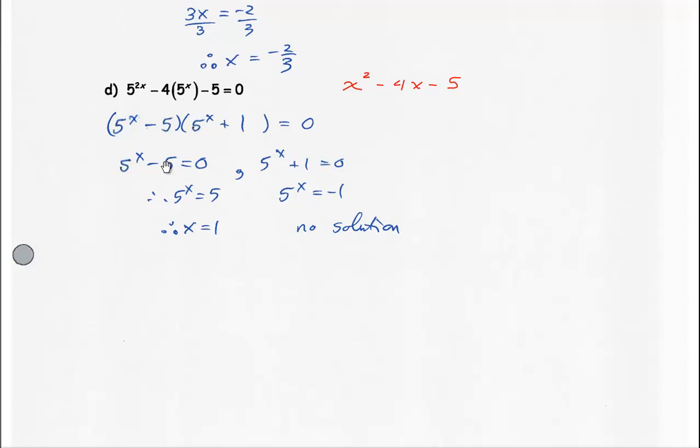So if we set 5 to the x minus 5 equal to 0 and solve for x, we'll bring the 5 over, so we get 5 to the x equals 5. So x would have to equal 1 because it's 5 to the power of 1 that gives you 5. If we set this one to 0, bring the 1 over, we get negative 1. But 5 to the power of x cannot equal negative 1. You can't raise a positive base to any power and get a negative, so there's no solution there. So the 1 here is the only answer for D.